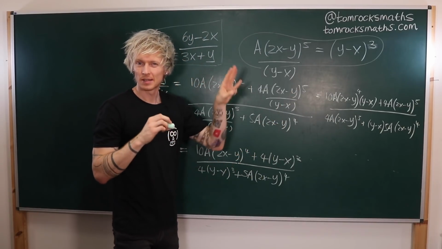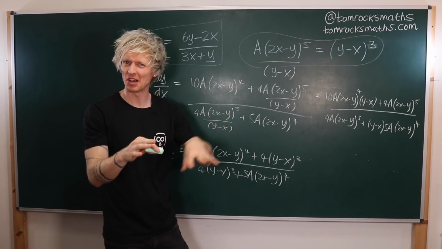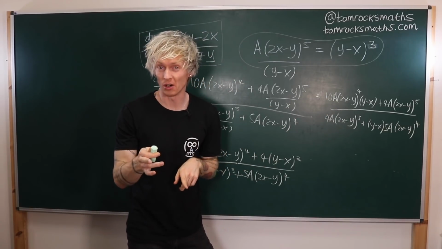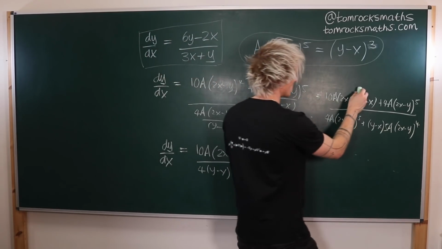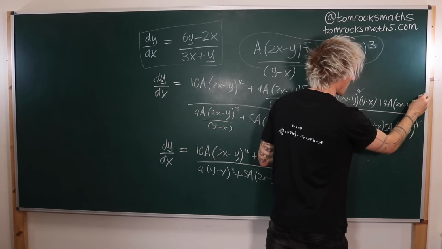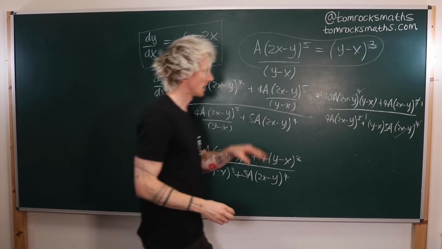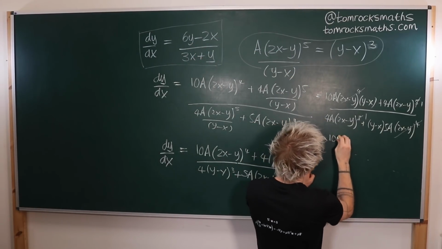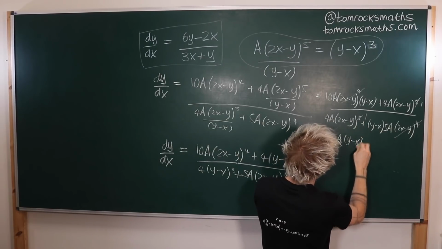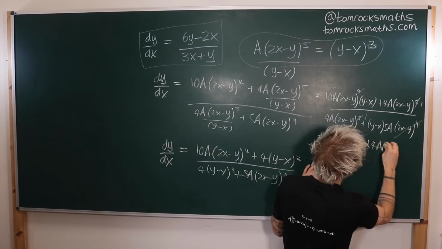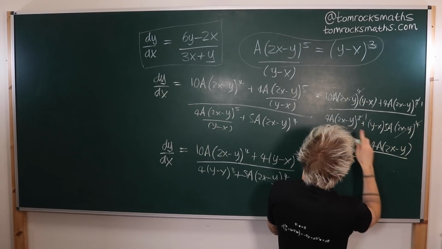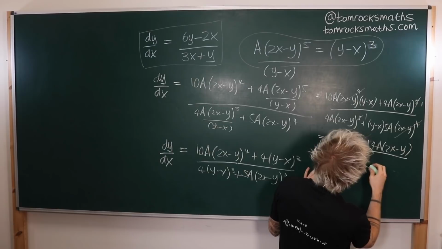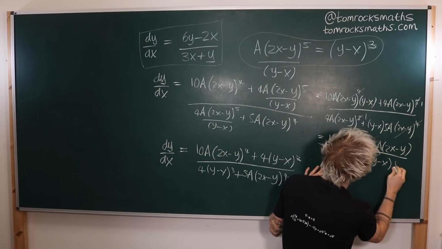Now at this stage, hopefully you can see where we're going, but don't worry if not, because it's pretty complicated. But what we've got here is we can cancel the (2x minus y) to the 4th from a lot of these terms. So this term disappears, this term disappears, that becomes a 1, and that becomes a 1. So if we tidy all of that up, what we're left with now is going to be on the top we have 10a times (y minus x) plus 4a times (2x minus y), divided by 4a times (2x minus y) plus (y minus x) times 5a.